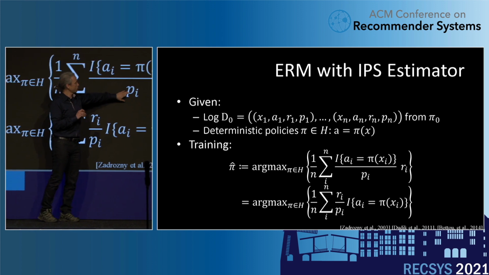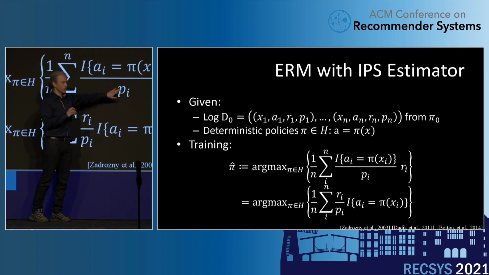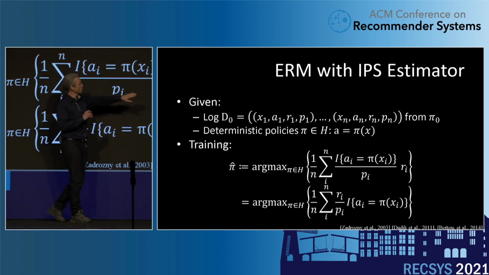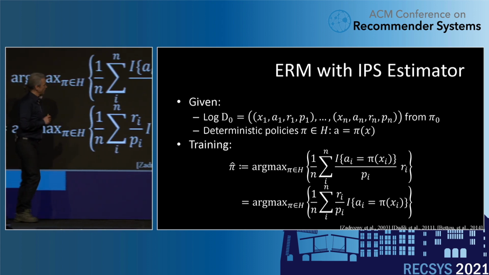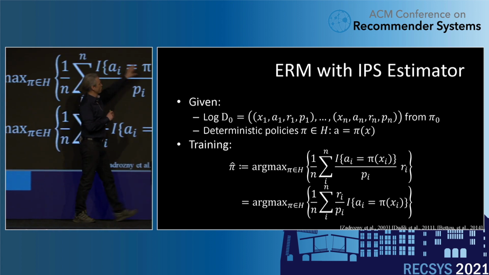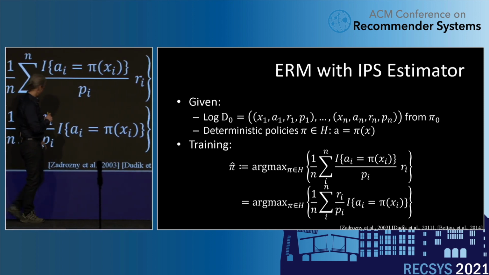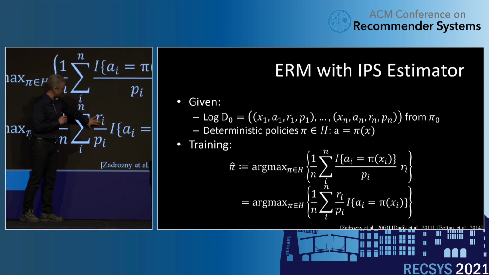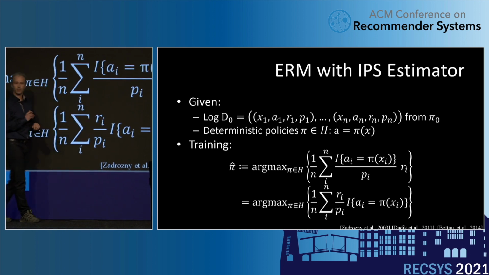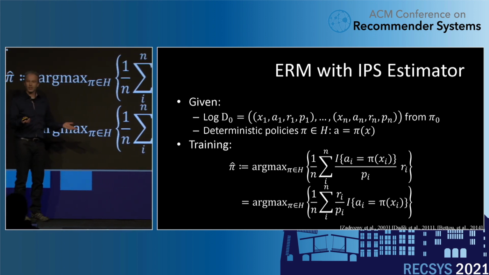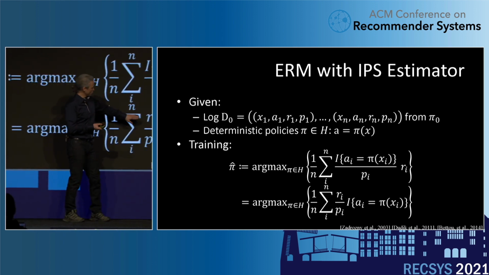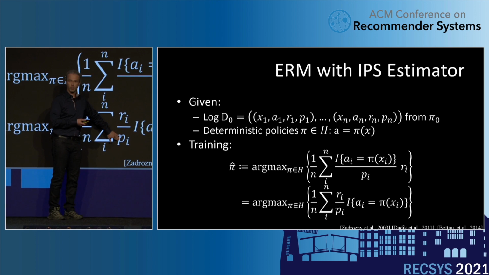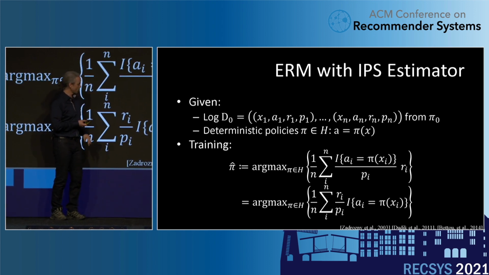This is the probability under the logging policy, the propensity, and this is the observed reward. So we want to maximize this quantity. And if we just switch this with this, we get a problem that looks like that. And that's just a weighted classification problem. So basically it says we have these weights, the reward divided by the propensity, the probability under the logging policy.